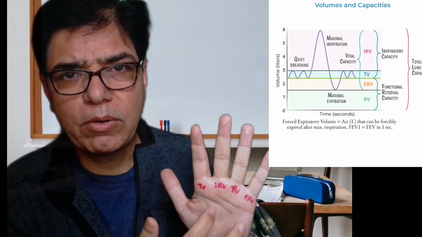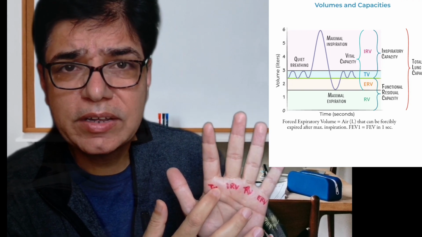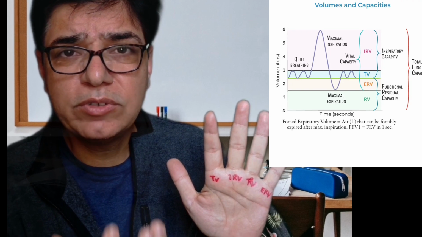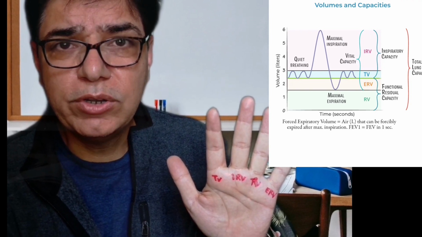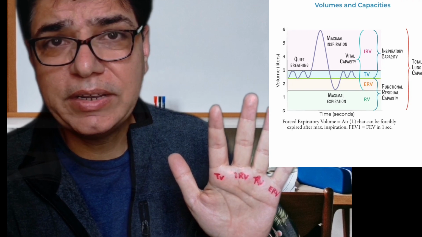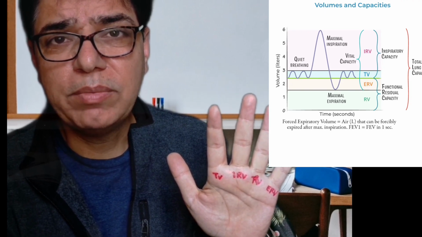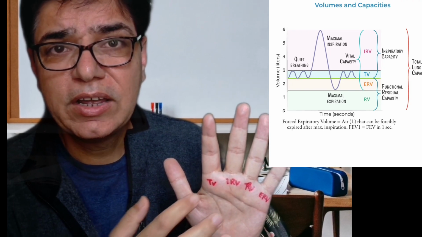Now, let's talk about what these are. Tidal volume is the normal amount of air that you inhale with every breath. So the amount of air that goes inside with your normal breathing pattern is your tidal volume. In an adult, that is 500 milliliters of air. In a child, that can vary from 3 to 4 mL per kg of body weight. So that normal amount of air is the tidal volume.